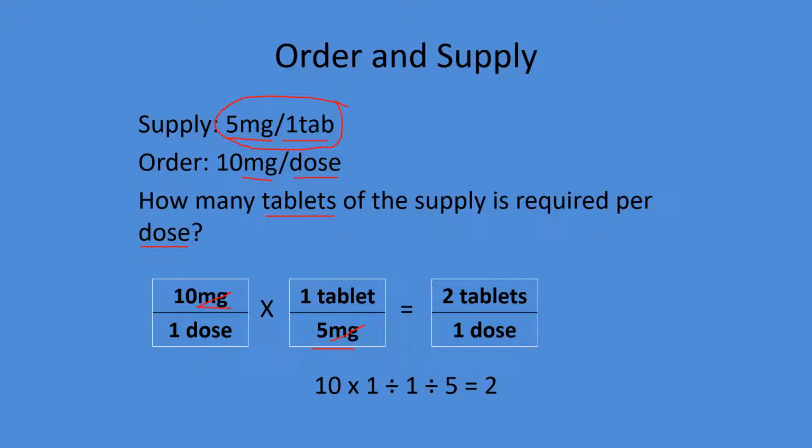That's the long way. Let's do the shortcut. Order divided by supply. You can use this shortcut as long as your units cancel out. So here our order is 10 milligrams and our supply is 5 milligrams. So the answer is 2. Right? Same as we got here and here.